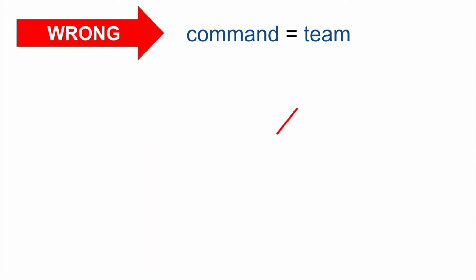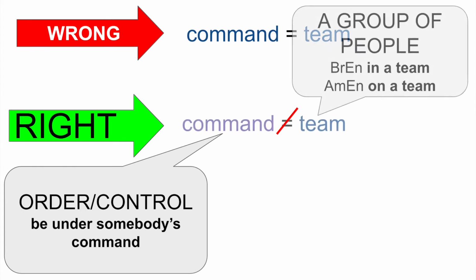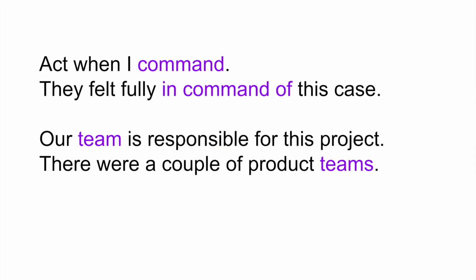Mistake number 2. The difference between "command" and "team". Command means order, control, to be under somebody's command. Team means a group of people. In British English we say "in a team", in American English we say "on a team". But the main idea is that team is a group of people and command is order.